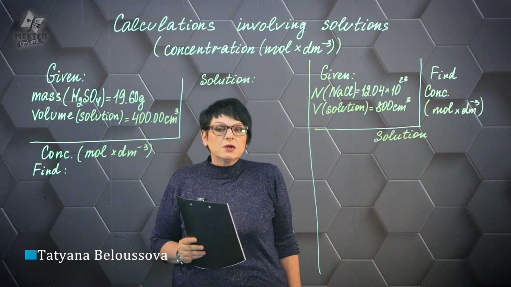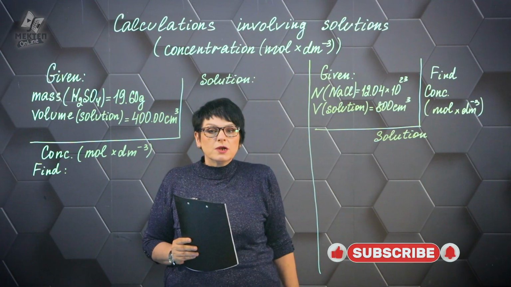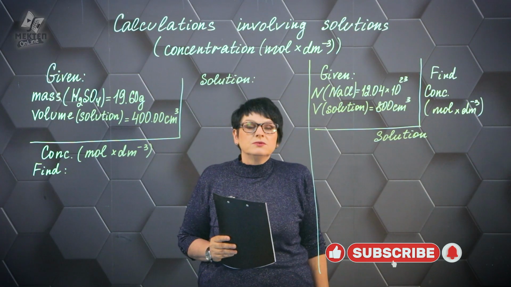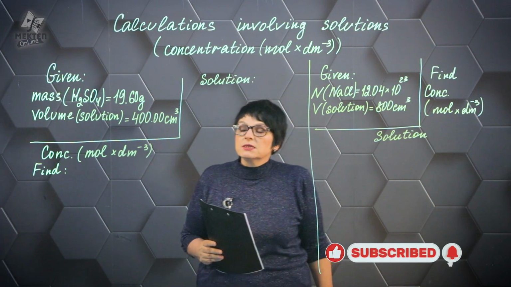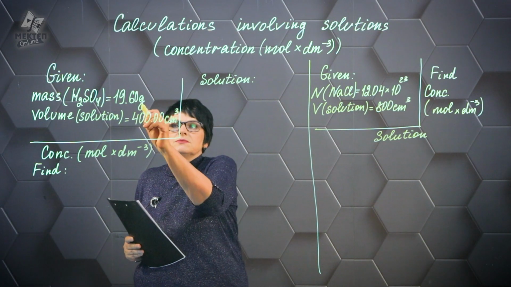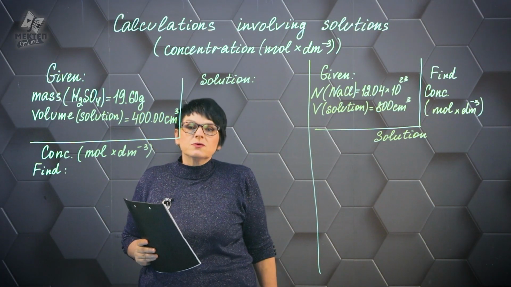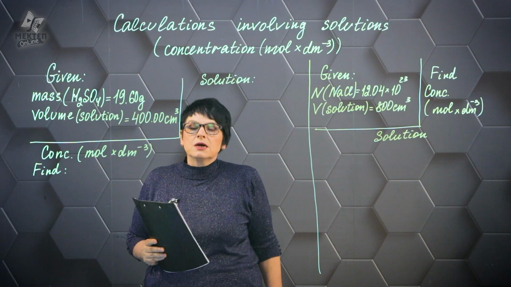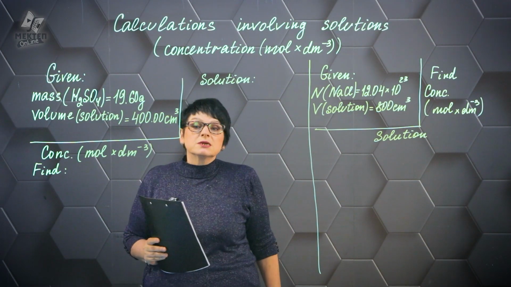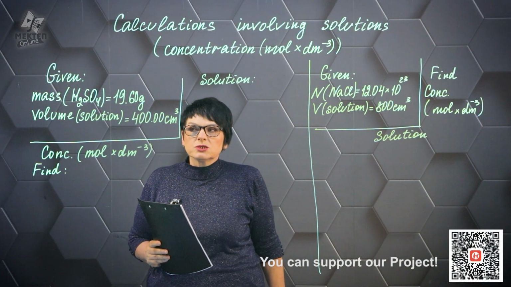And today we are solving problems on concentration, which is expressed in moles of dissolved substance, referred to the volume of the solution in decimeters cubic. So, the first problem, we're given sulfuric acid with a mass of 19.6 grams. And we're given a volume of solution containing this acid, 400 centimeters cubic. We are asked to find the concentration expressed in moles referred to a decimeter cubic.